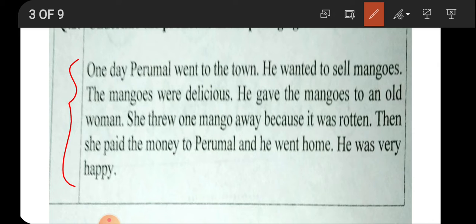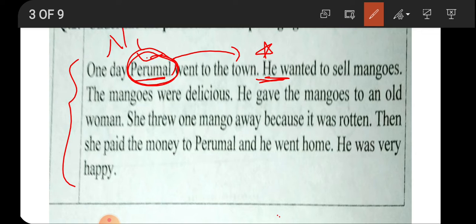Okay, let's begin. One day, Perumal went to the town. One day, we are talking about Perumal. Perumal went to the town. Next line, he wanted to sell. Instead of Perumal, we have written he. So he is a pronoun. The line which I have underlined with the star is a pronoun. Perumal is a noun. In place of Perumal, we used he. Every time we cannot say Perumal, Perumal, Perumal in every line. In place of a noun, we are now using he. So he is a pronoun.